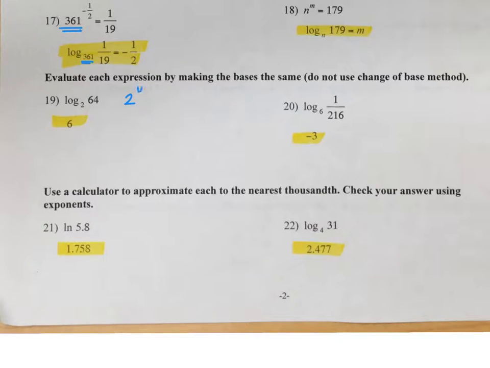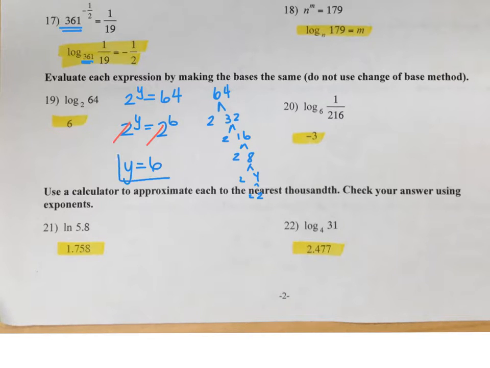But this is 2 to the y power equals 64, which means I need to make a common base of 2. So I need to break 64 down into as many 2's as I can. So that's 2 and 32, 2 and 16, 2 and 8, 2 and 4, 2 and 2. And if I count up, that is 1, 2, 3, 4, 5, 6. You can always use your calculator to check. 2 to the y equals 2 to the 6. And now that my bases are the same, they can drop out, and y will equal 6.